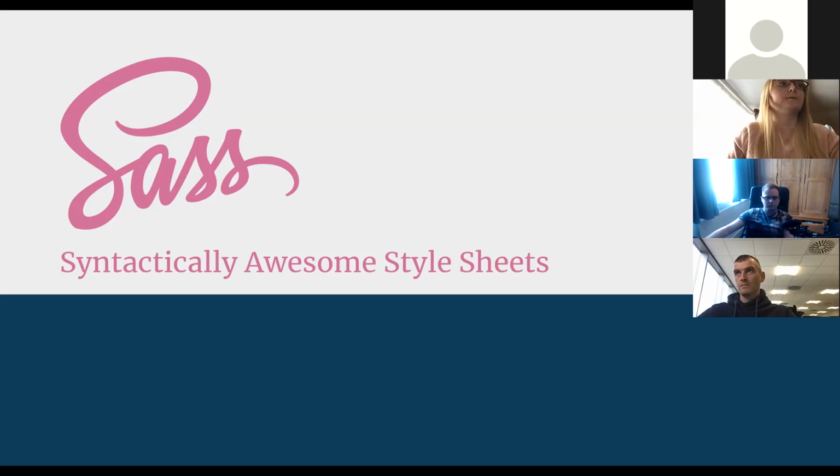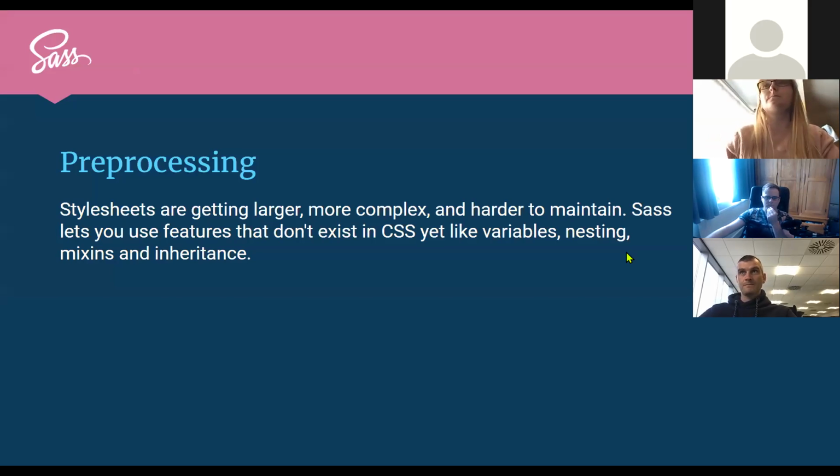So I'm going to talk about Sass, which is syntactically awesome style sheets. It's a pre-processor scripting language that is interpreted or compiled into cascading style sheets known as CSS. Because style sheets within projects can get really large and messy over time, making them harder to maintain, we use Sass. Some of the features that I will go through later on are variables, nestings, mixins, and inheritance.